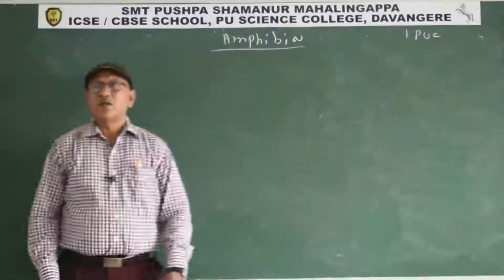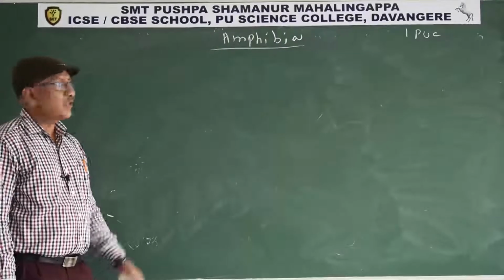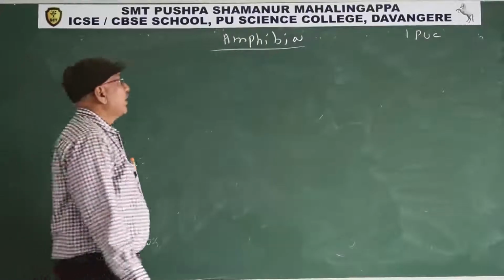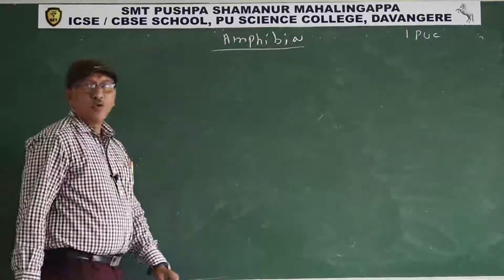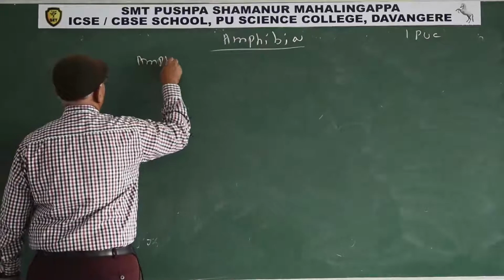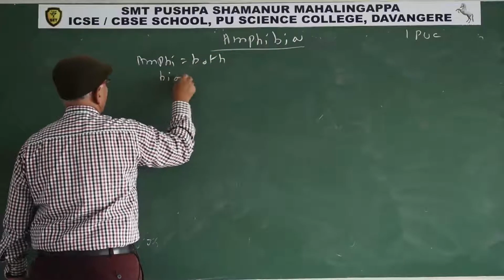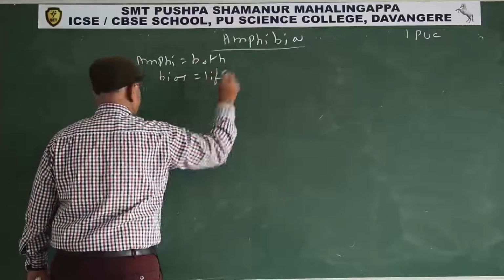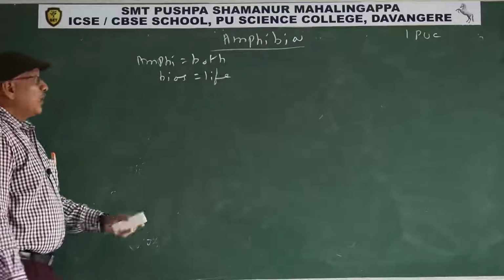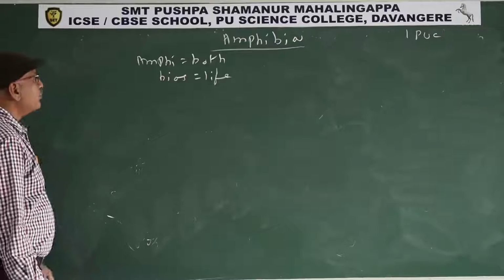Good morning everyone. Now we discuss general characters and classification of amphibia. Amphi means both. Bios means life. They partly live in water, partly on land. Amphibia.